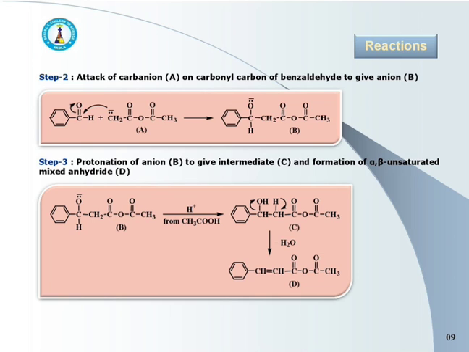See the reaction. Initially, formation of intermediate C by the protonation of anion B using acetic acid, and then loss of a water molecule to form the alpha beta unsaturated mixed anhydride D. This is the third step.